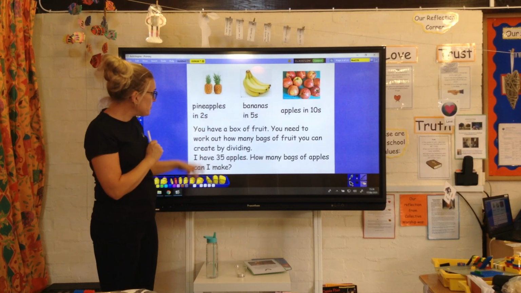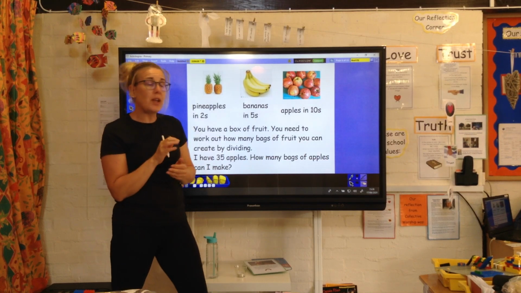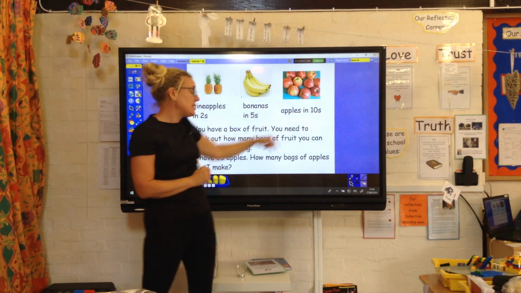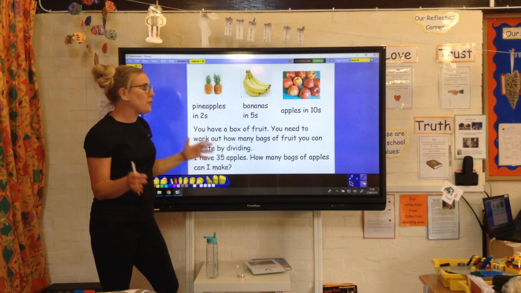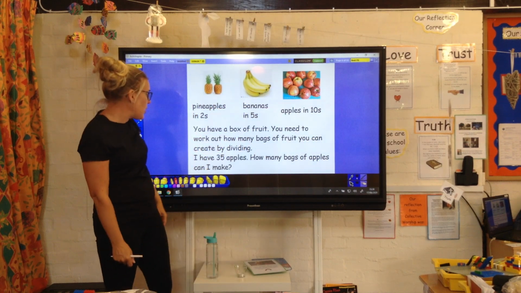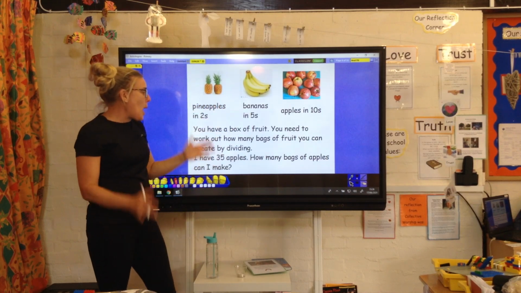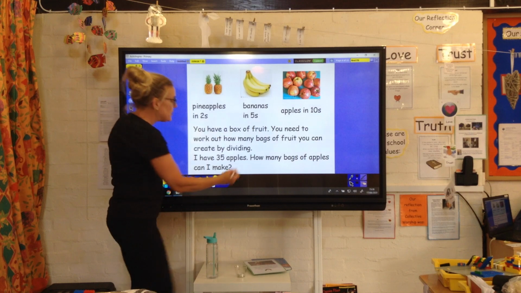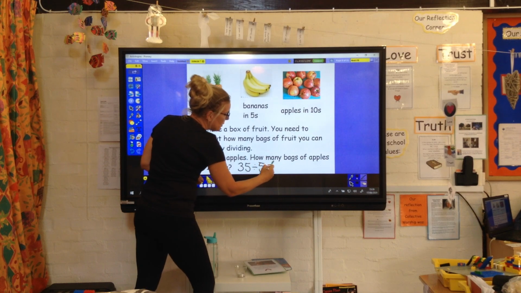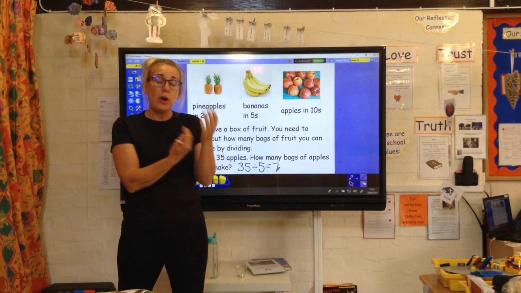If you look on here, you can have a go at doing some word problems, and if we keep that same idea from the fruit shop of last week, so if pineapples come in packs of 2, bananas are in 5s, apples are in 10s, imagine you've got a box of fruit, just stick to the same fruit, imagine you've got a box with 35 apples in it. That doesn't work, Mrs. Munns. How can I do that? I've done that wrong. If I had 35 bananas, how many bags of bananas can I make? So I would be doing 35 divided by 5, which would equal 7. Okay? So have a think and make sure you're dividing it up. You might need to draw a diagram.